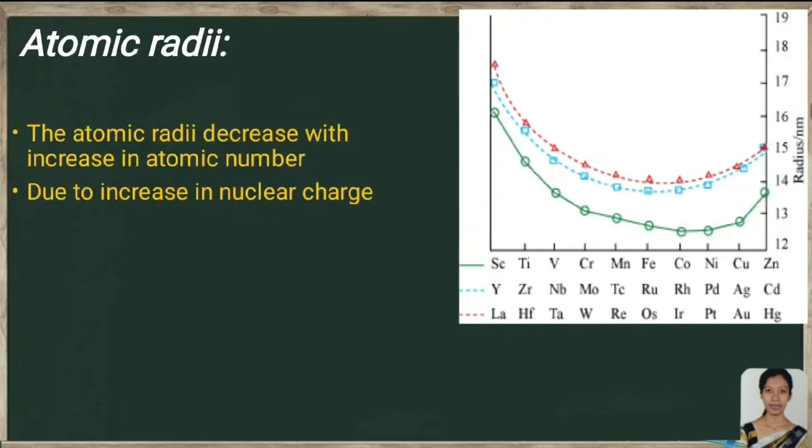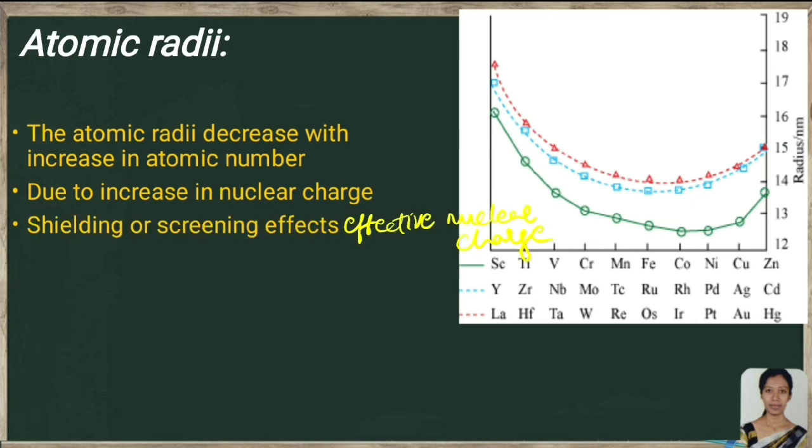So atomic radii are irregular for the d block elements because of two reasons. The first is the increase in nuclear charge, known as effective nuclear charge. The next reason is the screening effect, or shielding effect. We will understand these two terms in detail now. What is meant by effective nuclear charge and screening effect?